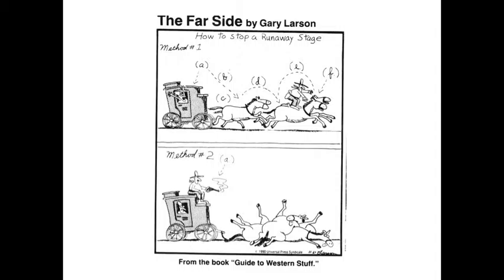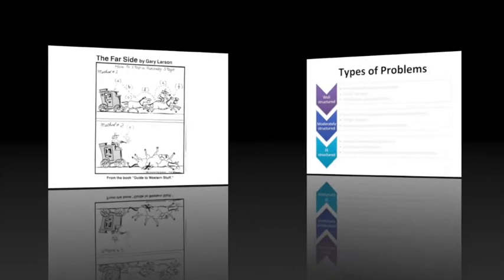As this The Far Side comic illustrates, there's more than one way to solve the problem of a runaway stagecoach. The first method involves 6 distinct steps that invoke risk to the problem solver. The second method is more effective and efficient, though the horses don't fare too well.